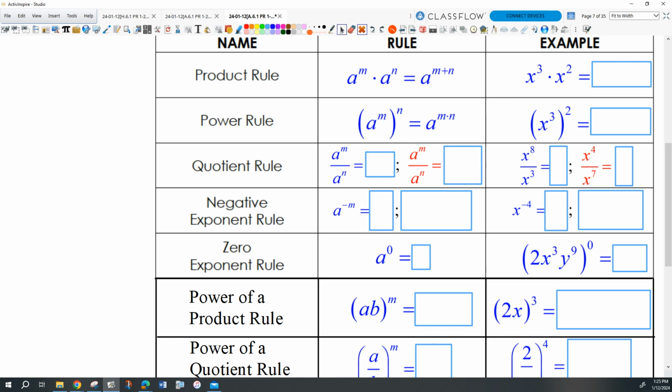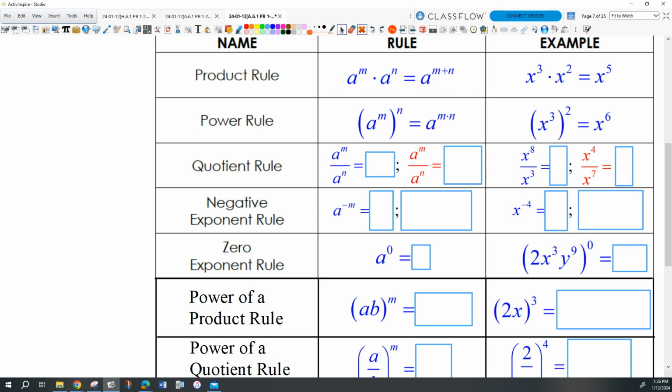X cubed times X squared, everybody, is X to what power? X to the 6. Oh, 5. X to the 5th, good. That's X to the 5th. What is the quantity X cubed squared? 6. X to the 6th. Okay, that's a really common mistake as people mix those up.